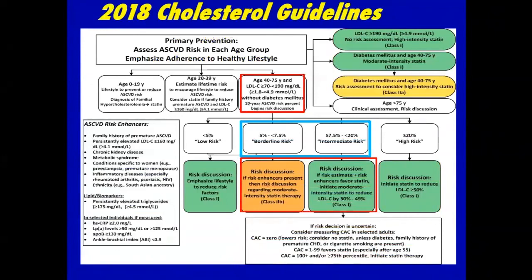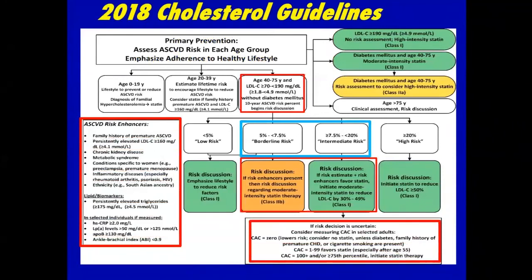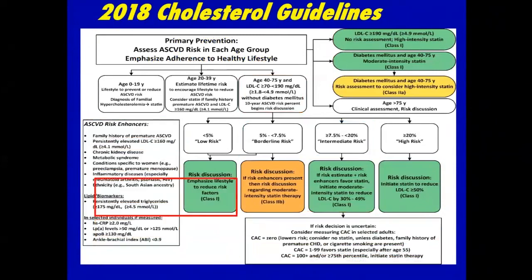Only when there is uncertainty, look at risk enhancers. If there is further uncertainty on your part or the part of the patient, then go ahead and do a calcium score. These are the risk enhancers that we talked about. But then if you're still uncertain, go ahead and do a calcium score to give you an answer. Use it as a decision support, not as a screening test, is what I would tell you. Don't do it on everyone that's intermediate risk.